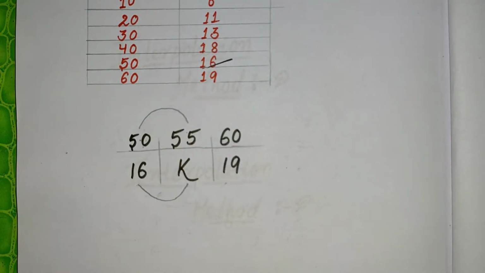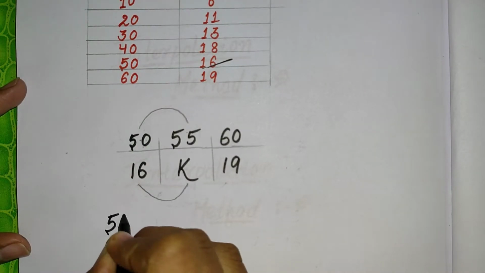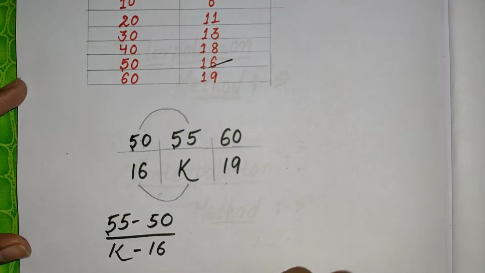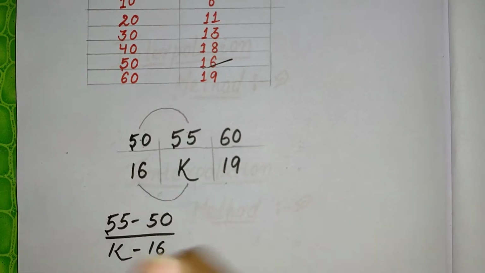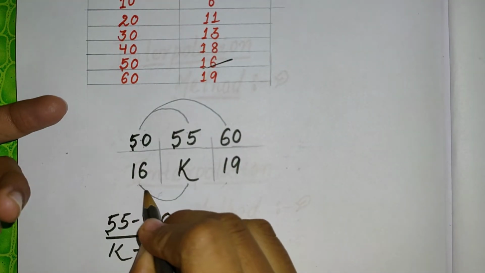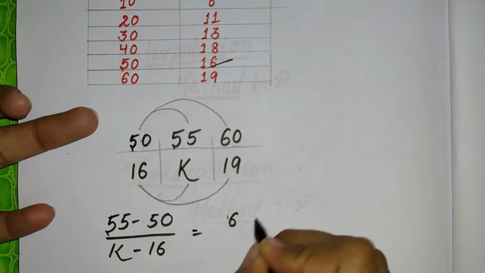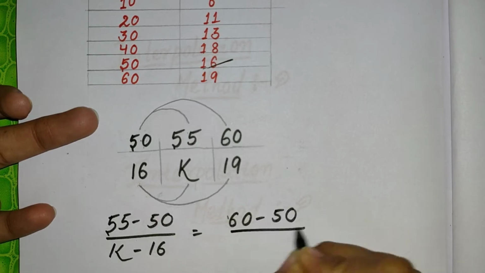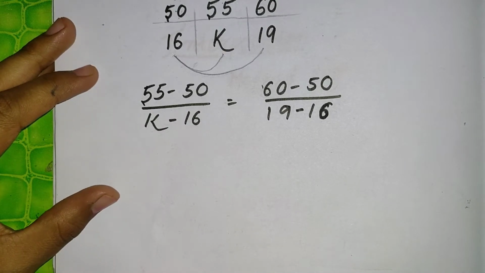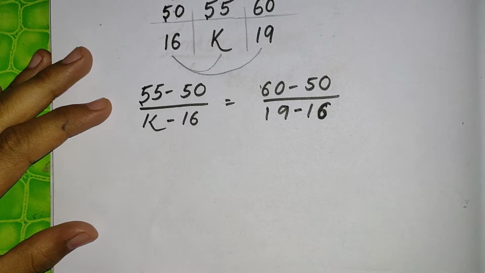Alright. Now I will tell you how. That is 55 minus 50 upon k minus 16. Okay. Now subtract the first value from the third value, and after that divide that by the first value minus the third value, that is 60 minus 50 upon 19 minus 16. I hope you understand how I interpolate these numbers. Now you have to find this k value.